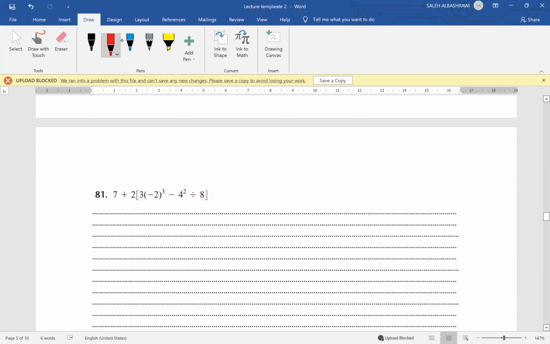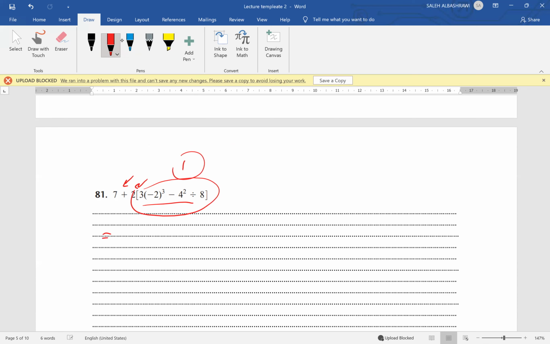I have in this expression 7 plus 2 multiplied by the square bracket, 3 times minus 2 to the power 3, minus 4 to the power 2 divided by 8. So we have addition, multiplication, and an expression inside the brackets. In the first step, I'm going to deal with the brackets first. This will be my first step.